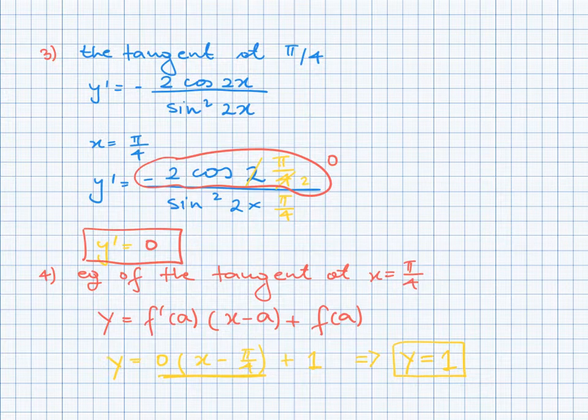So this is our equation of the tangent, the tangent at x equal to pi over 4.